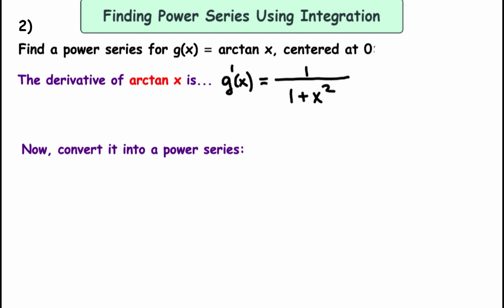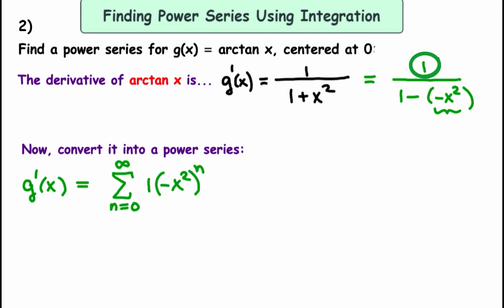But if you look at that g prime of x, it right now looks geometric already. I could very easily rewrite it in one more step to look completely geometric. There we go. Term 1 is this 1. The r is negative x squared. And by the way, the negative is not being squared, just the x is. All right, so if you convert that into a power series, you have this. So that looks pretty good.